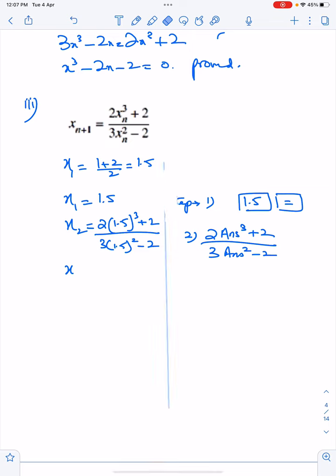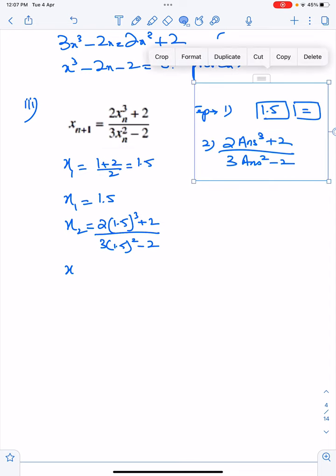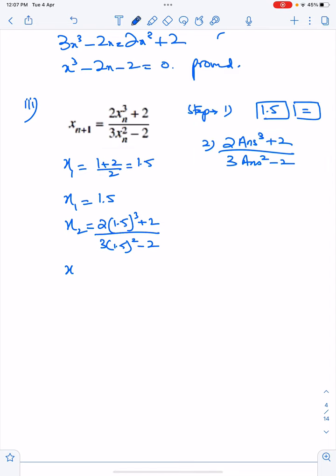answer as 1.8421. I have to write down each answer up to 4 decimal places with rounding off. Okay, now that means x3. I don't have to keep on putting, if you don't use this method, then you have to keep on putting this value in this once again and write it down again and again. So the better idea is to put equals to sign.